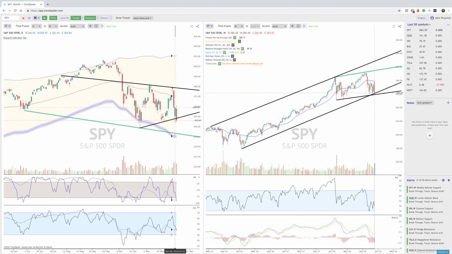We did fill the gap on Thursday and then immediately went right back down, closing through this support line. So naturally, after this closes through this support line, the next area to watch would be this trend line below here, which is the channel support, as well as the weekly Keltner channel.